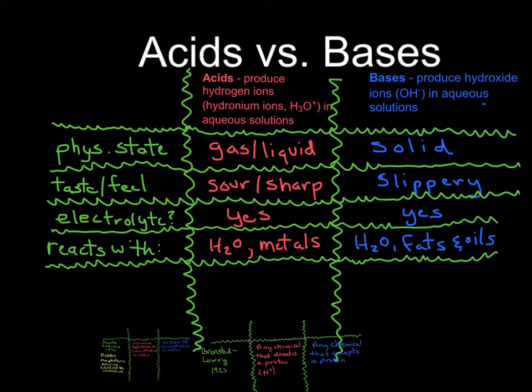Acids tend to react with water as well as metals, which we've seen in the lab as we've mixed a magnesium ribbon with hydrochloric acid before, and we produced hydrogen gas. Bases also tend to react with water. They also react with fats and oils, and this is how soaps used to be made before we had surfactant-based cleansers.